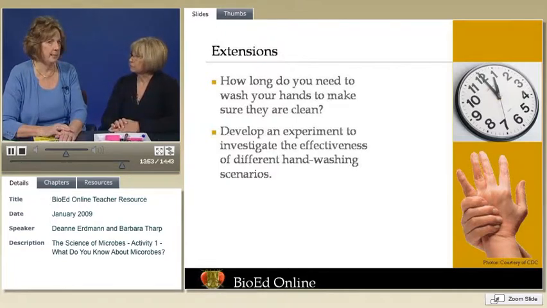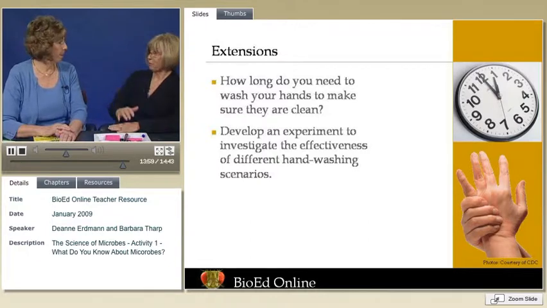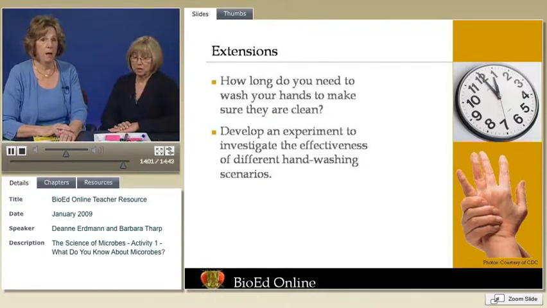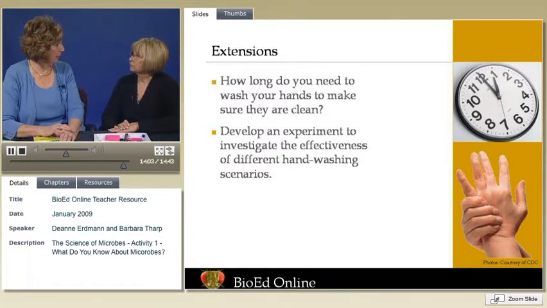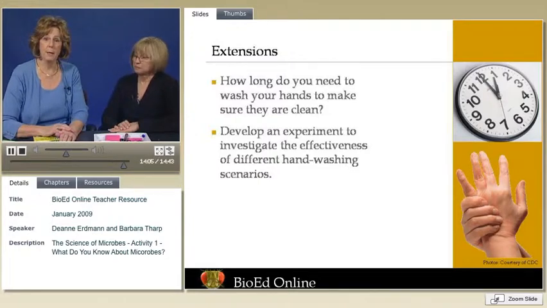Oh, I think that's a great idea. And it also could be whether they used hot water or just cold water. Or whether they used soap or maybe they didn't use soap. Maybe not at all. Or maybe even some of the waterless soap. So whatever they can come up with, it's always good to get their minds thinking and let them start thinking about an experiment that would give them some valid results.